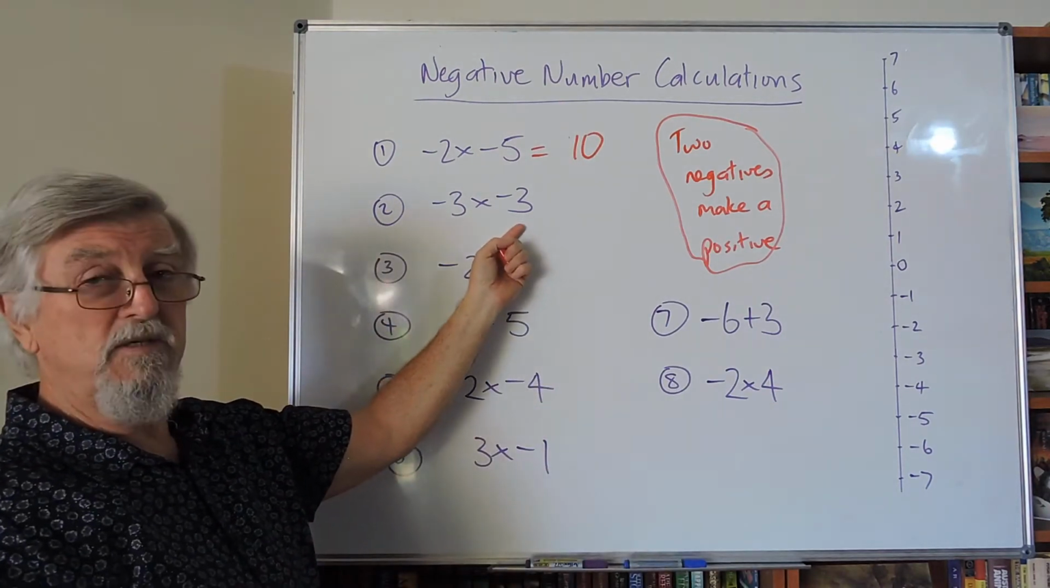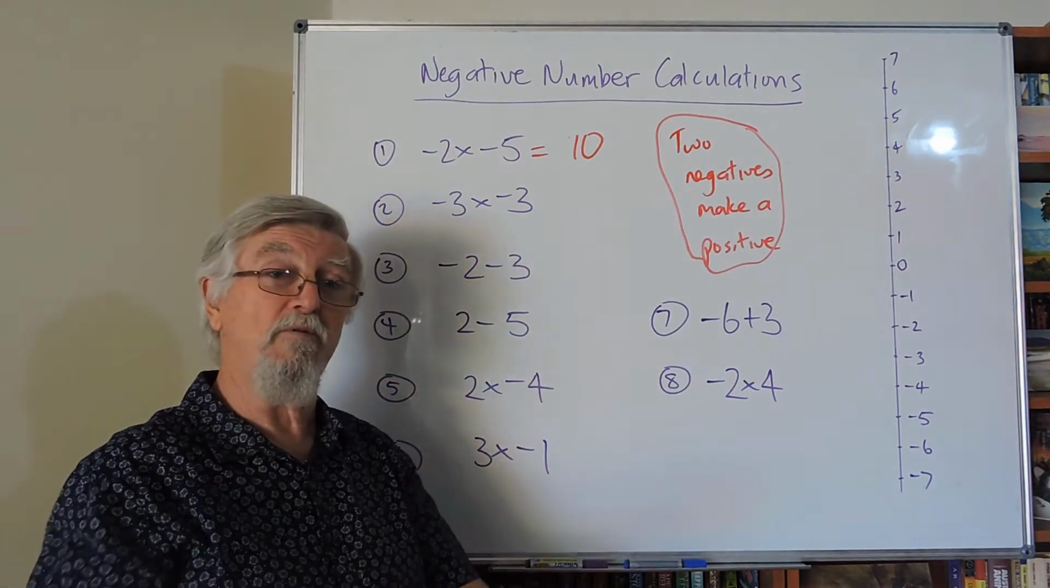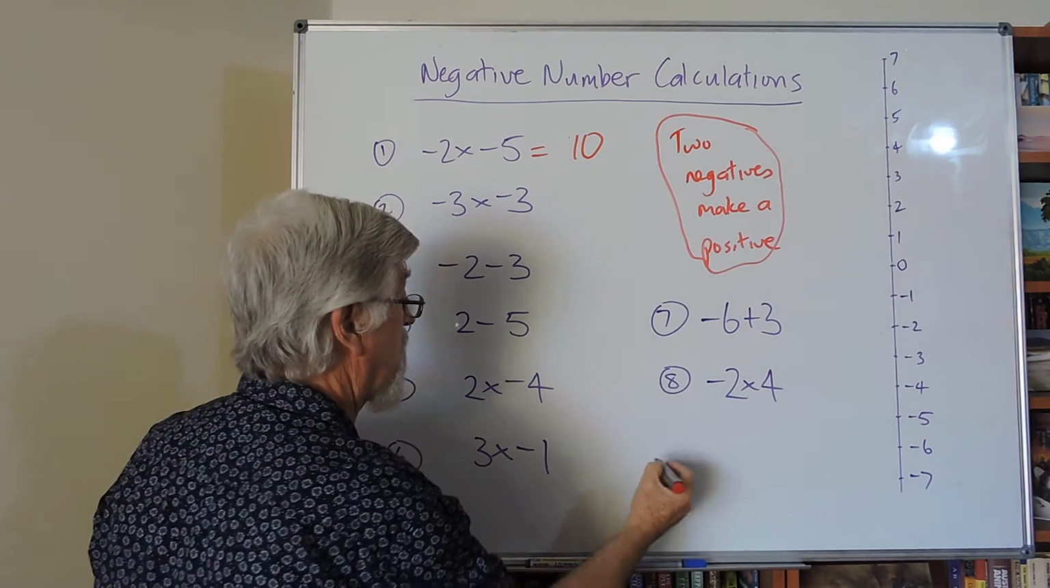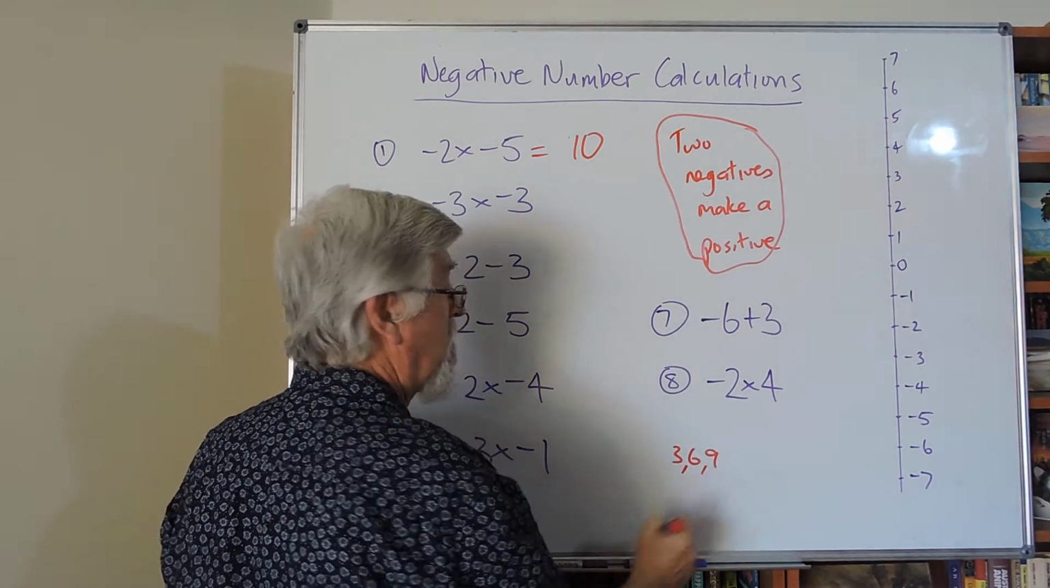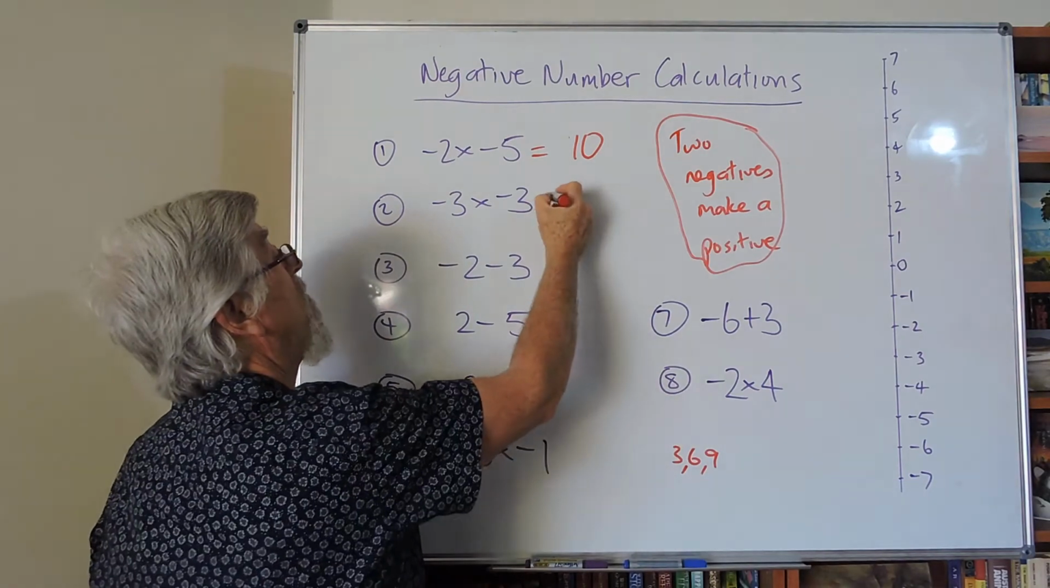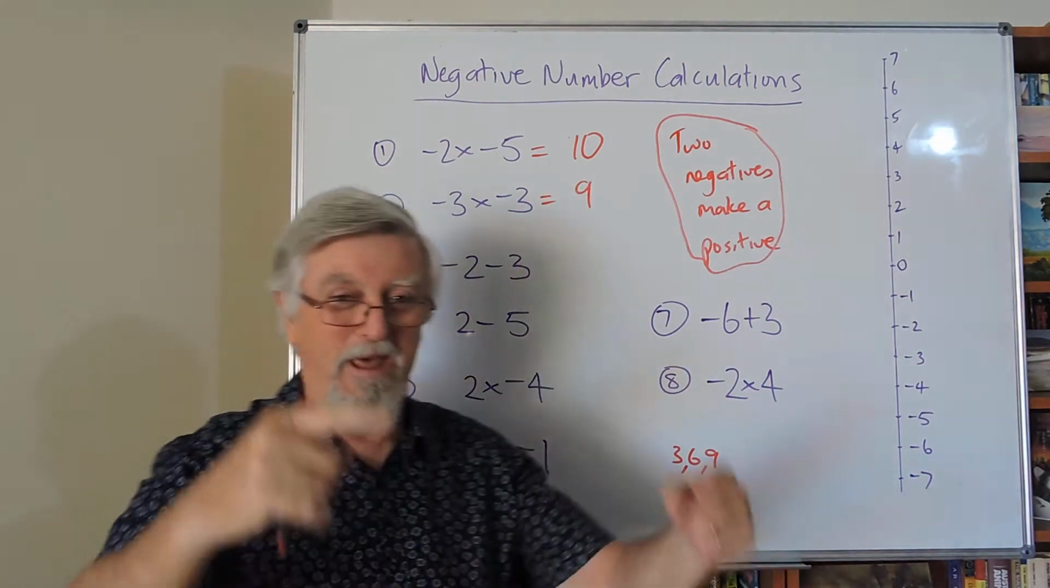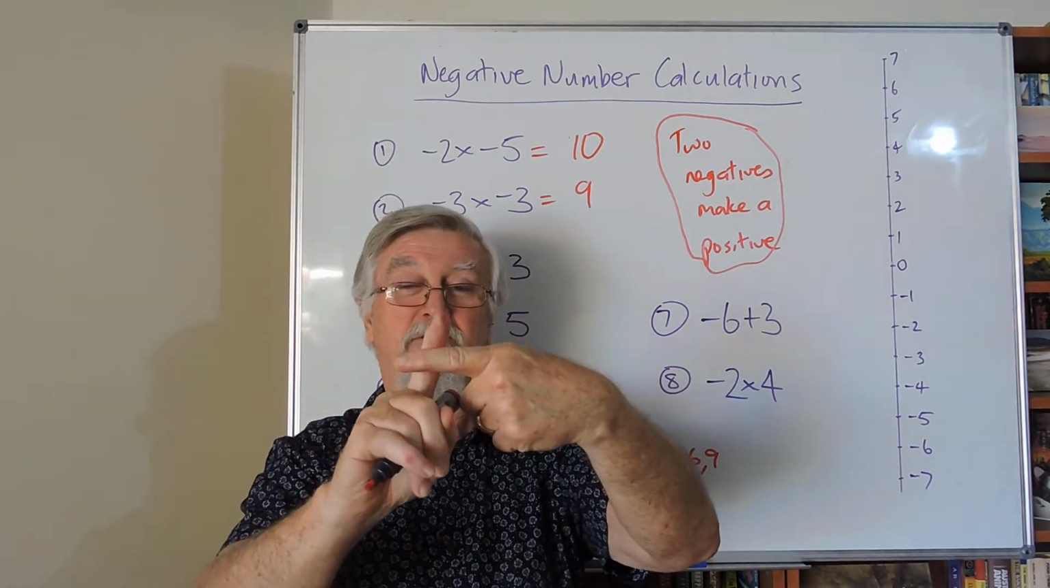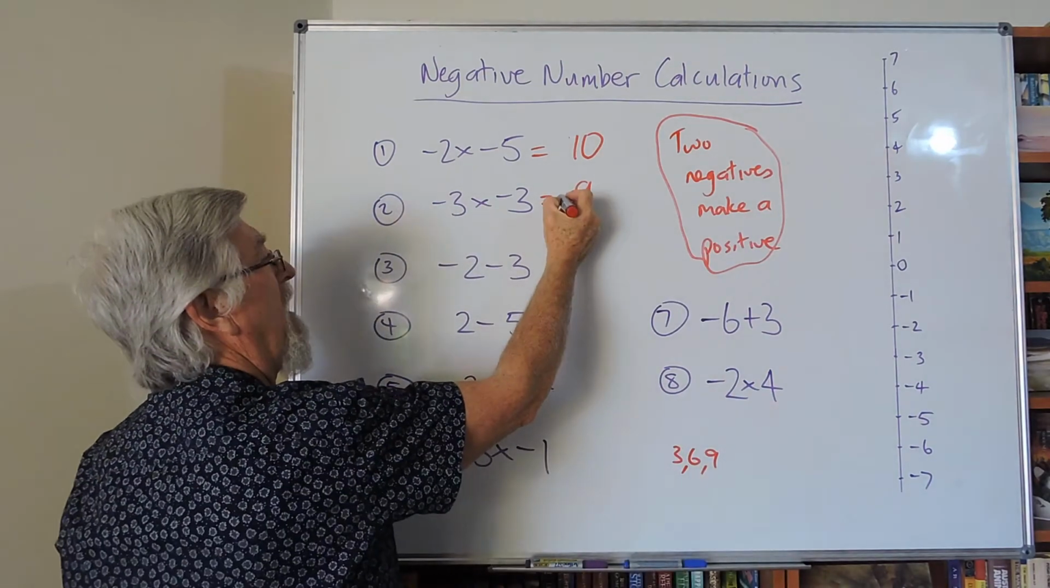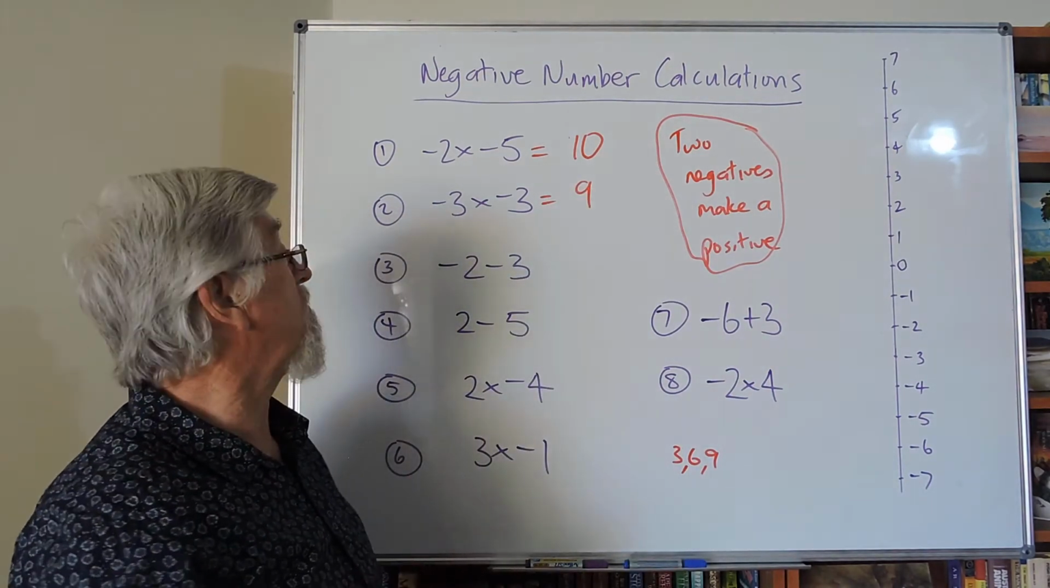-3 times -3. So if I had 3 lots of 3, 3, 6, 9. 3 lots of 3 is 9. And again, the two negatives become a positive. So I don't have to write the positive, but I can if I want to.